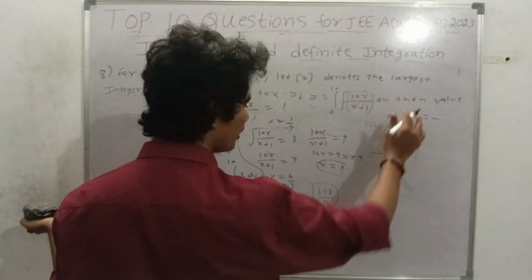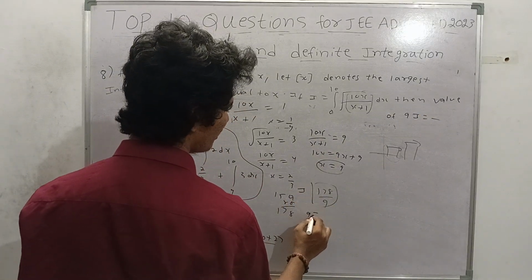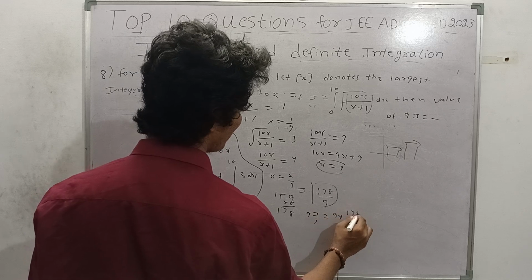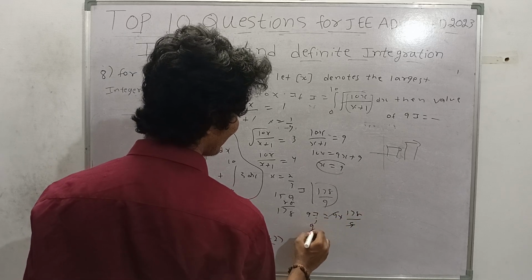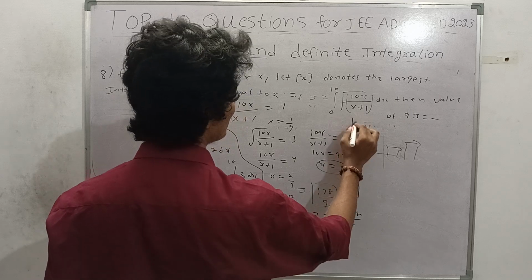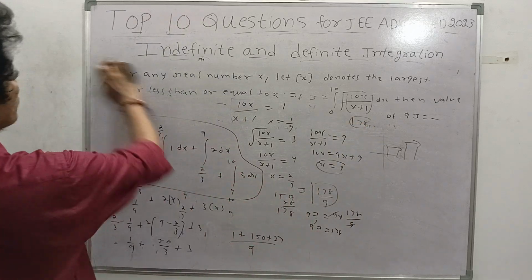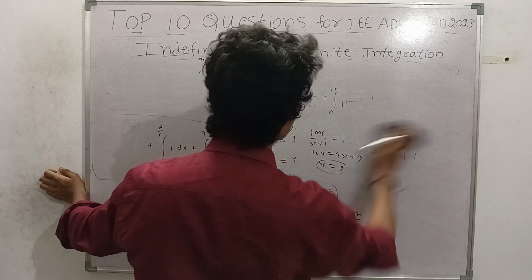But they ask for 9 into I. This is the I value. What is 9 into I? 9 into I is 9 into 178 divided by 9. The 9 will get cancelled. 9I equals 178. So the complete answer is 178. Like this you have to do. This is the 8th question. The 8th question is completed.